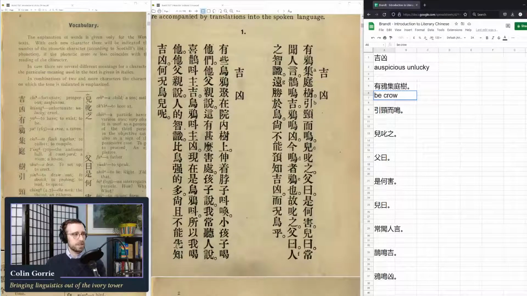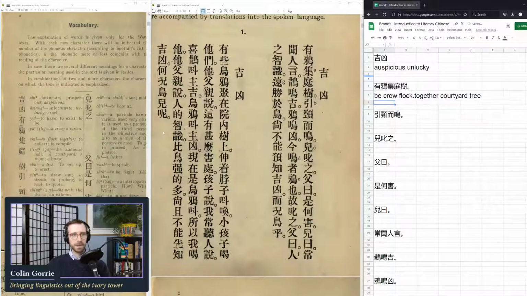And then what do we have? A verb, ji, which means flock together, collect, or compile. It's telling us we should use flock together. So be, crow, flock together, ting. The audience hall, a courtyard, a room, a house. Here we have the suggestion to say courtyard. And what's next? Shu, a tree. Okay. So morpheme by morpheme, we have be, crow, flock together, courtyard, tree.